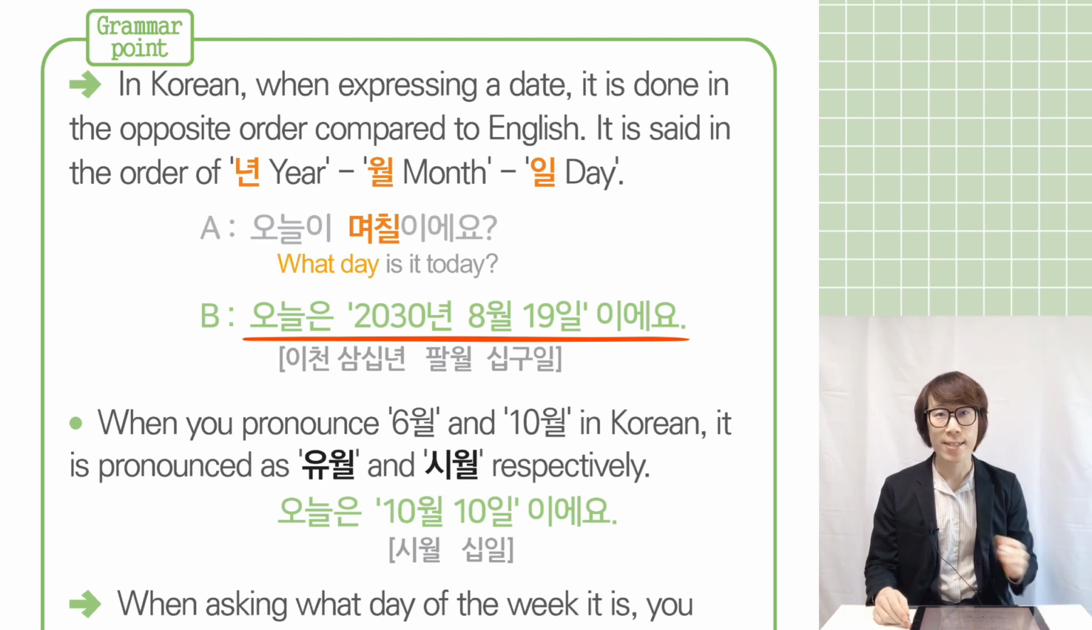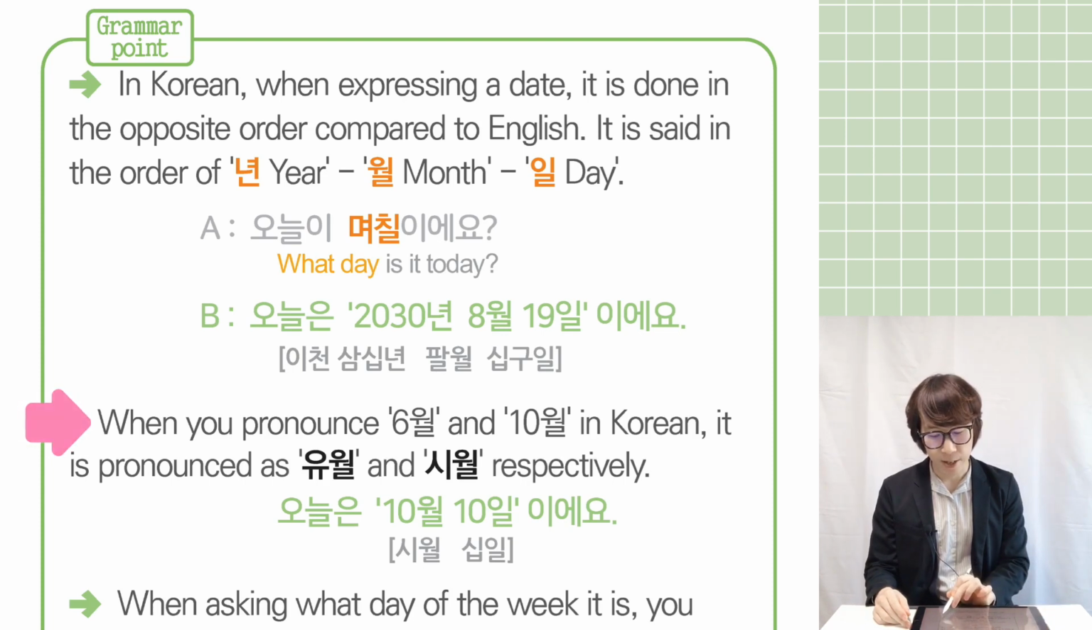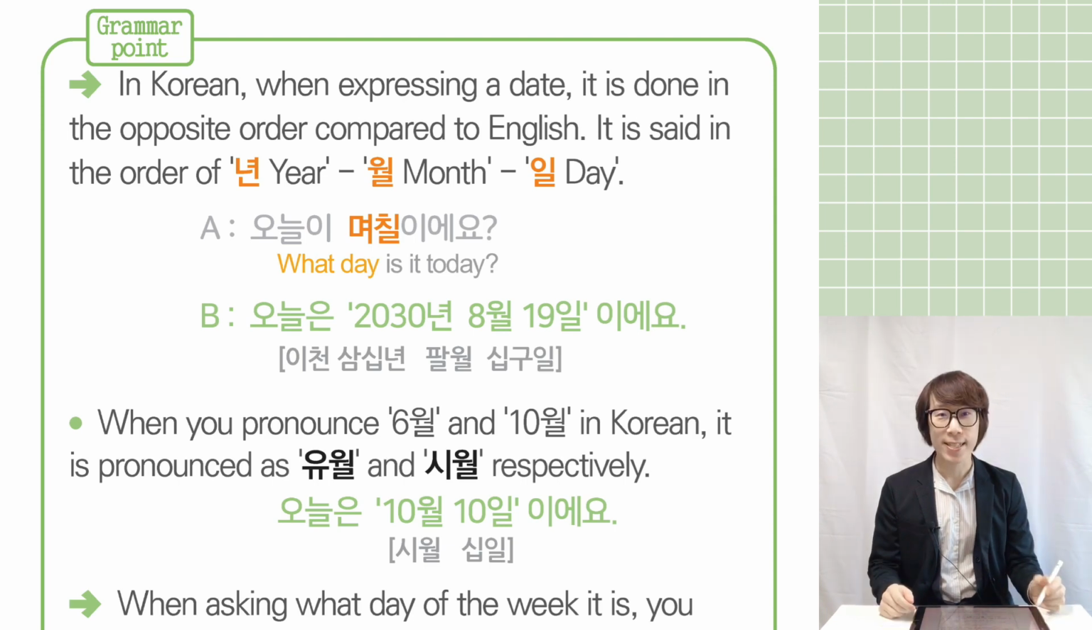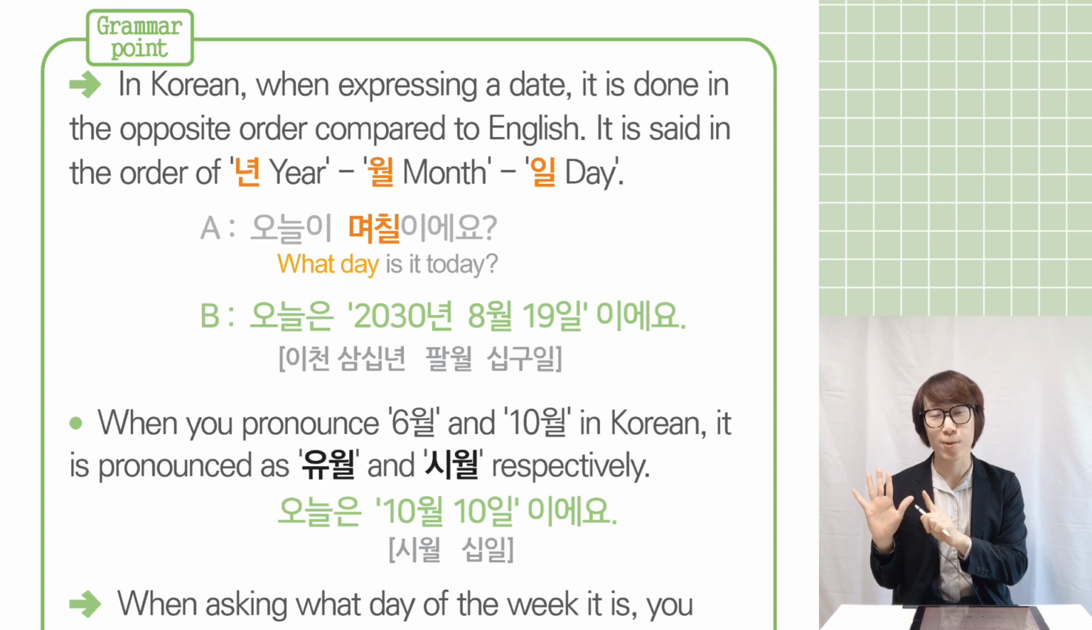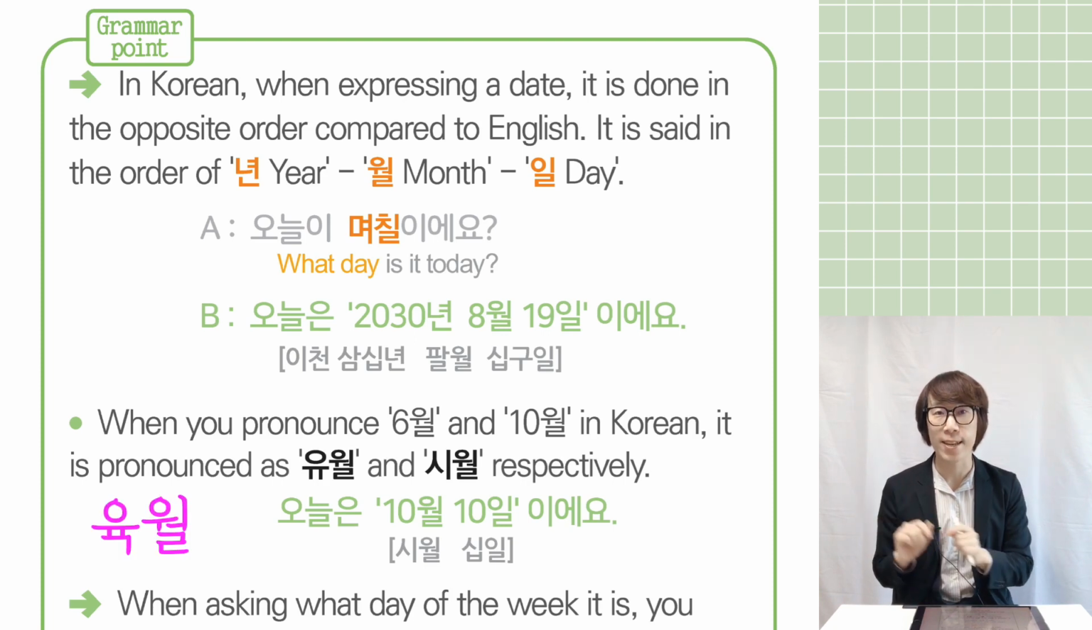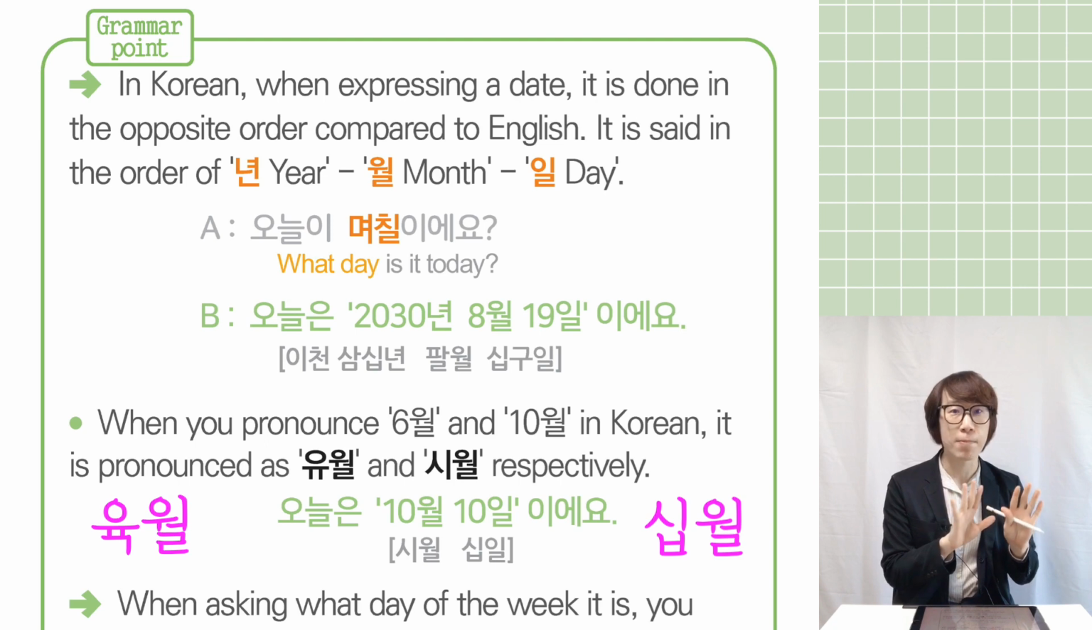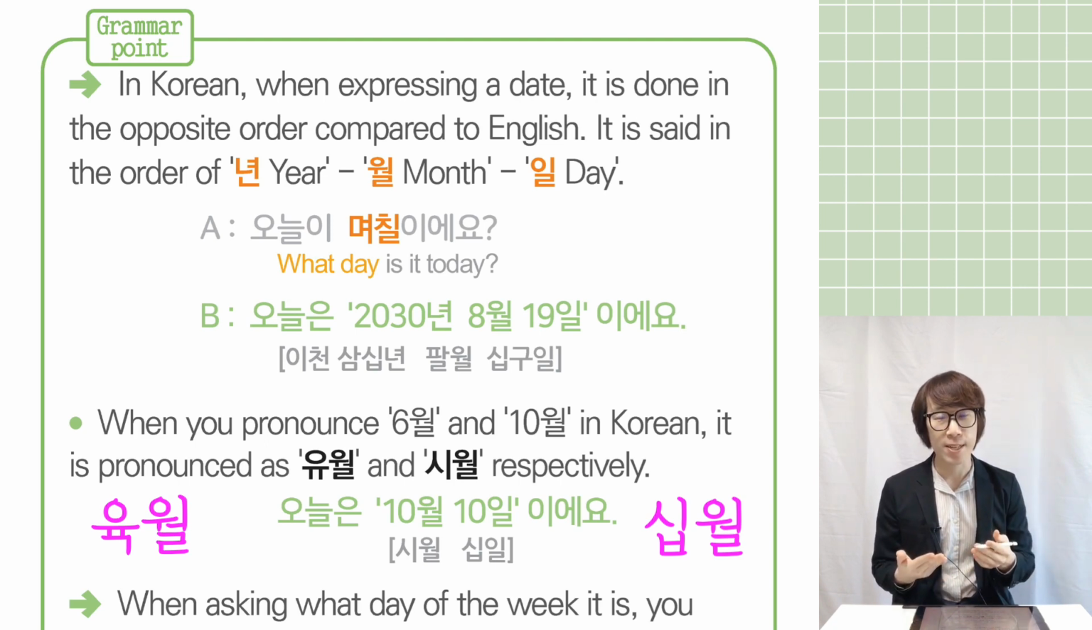So about dates, it's not so difficult, but there is one grammar point. Can you see here? When you pronounce 6월 and 10월 in Korean, it is pronounced as 유월 and 시월 respectively. Basically, 6 is 육, right? So we have to say 육월, and then 10 is 십, 십월. But because of the pronunciation, it changed to 유월 and 시월. Very smooth, easy to pronounce. So when you say June and October, 유월 and 시월, you have to pronounce it like that.